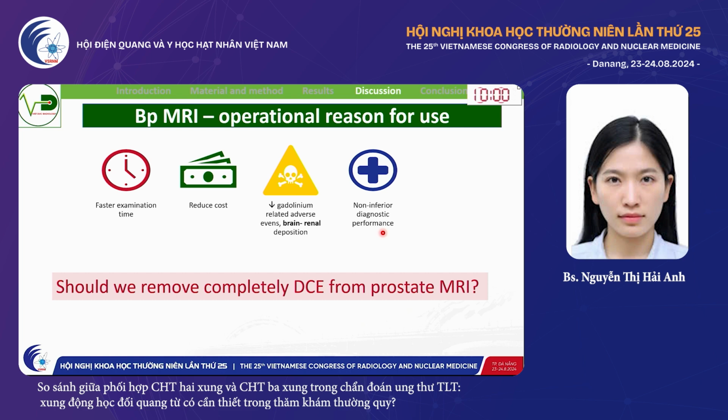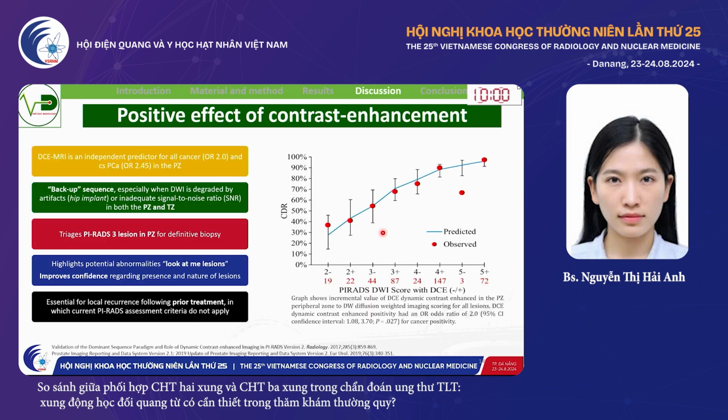So should we completely remove DCE from prostate MRI? And the answer is no. DCE also has a positive effect. Despite its limited role in the overall PI-RADS assessment, DCE is an independent predictor for prostate cancer, especially in the peripheral zone. And second, in clinical practice, DCE is considered a backup sequence, especially when the DWI is degraded by artifacts or the signal-to-noise ratio is inadequate.